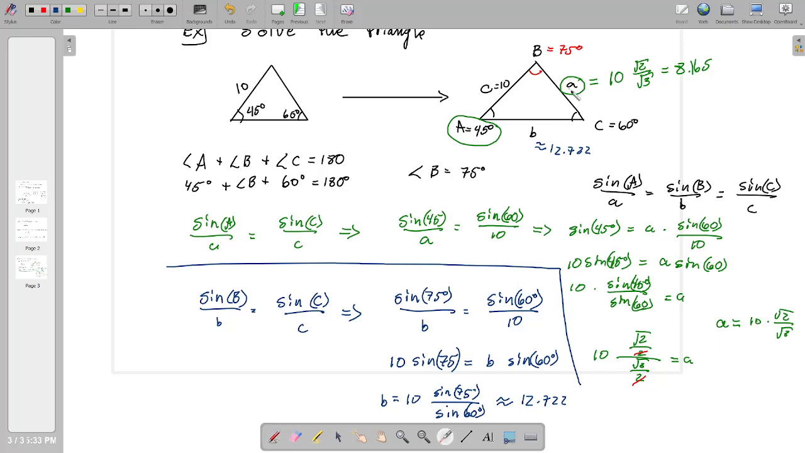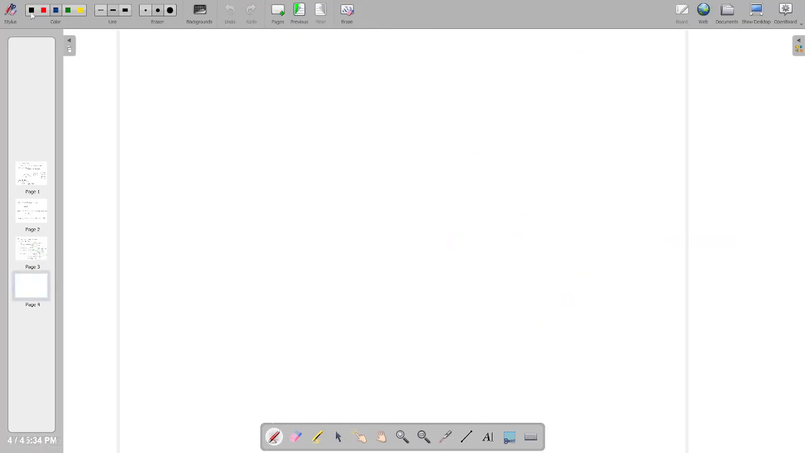Now we've solved for every side of our triangle and every angle of our triangle. So we know what our triangle is. We know what all of the information about our triangle is. I want you to try one on your own. Try one on the accompanying worksheet.